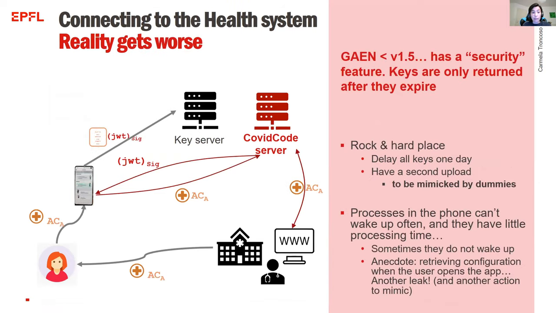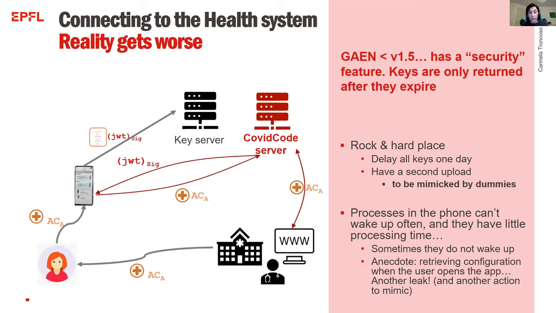But in reality, it so happened that this was not the only thing. Actually, because we don't work on our own protocol, we work on whatever Google and Apple put on their phones. It turns out that prior to version 1.5, they decided that as a security feature, the keys are only returned after they expire. So that means that the key of the same day is not going to be ready for me to upload. And now, as designers, we are between a rock and a hard place.